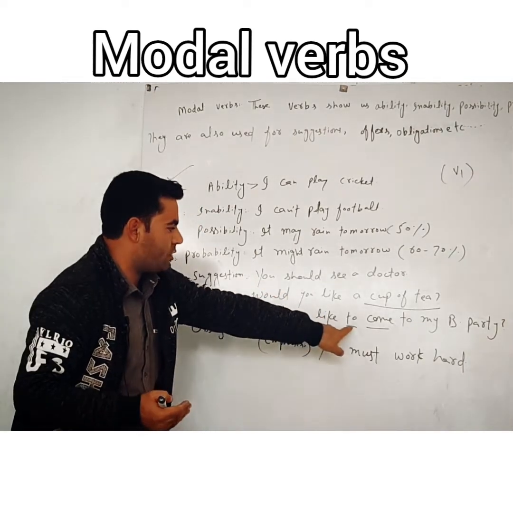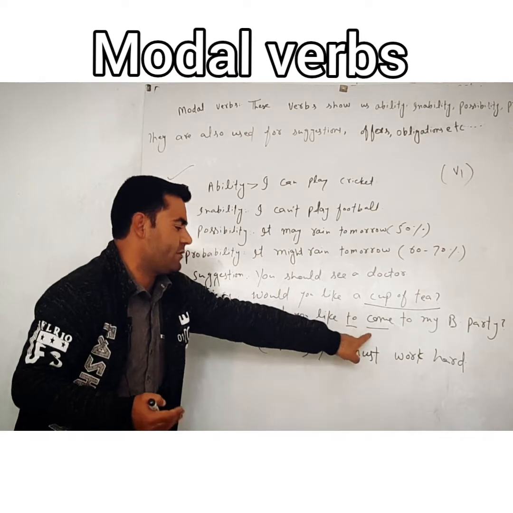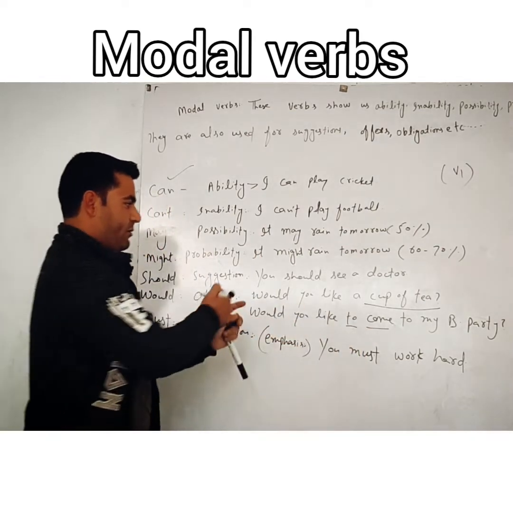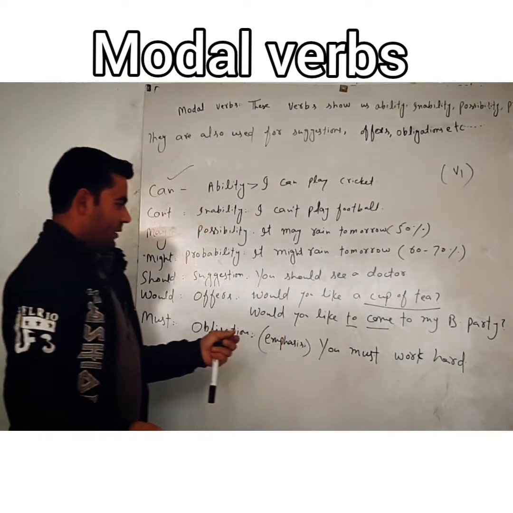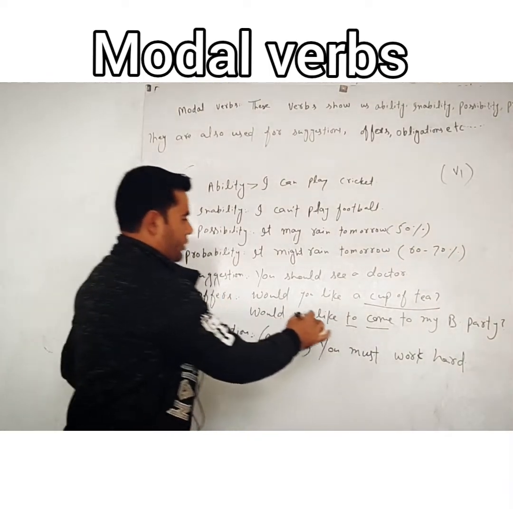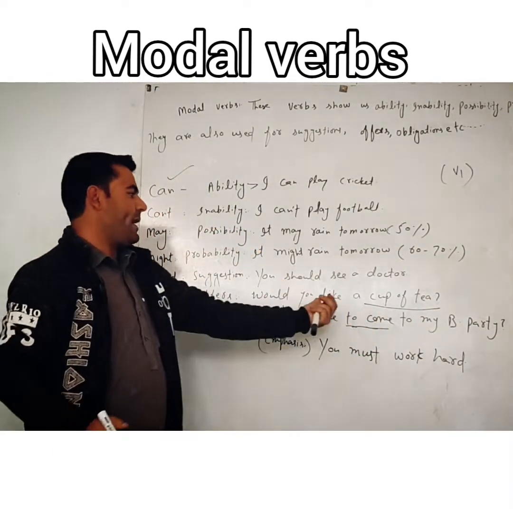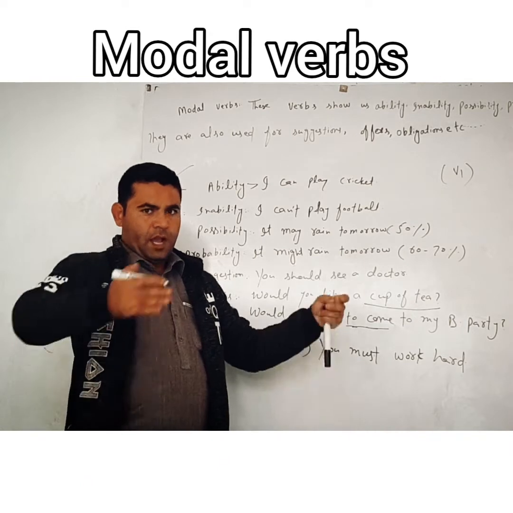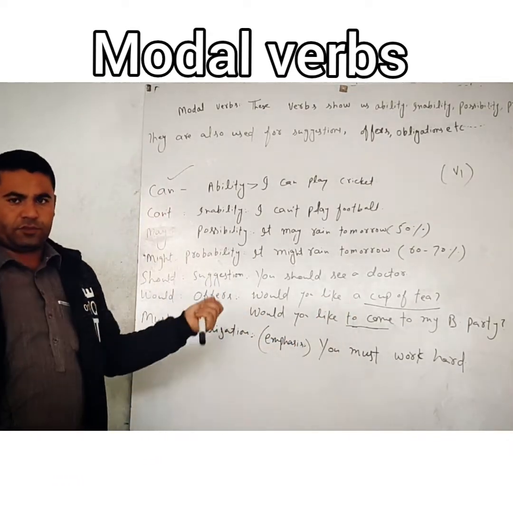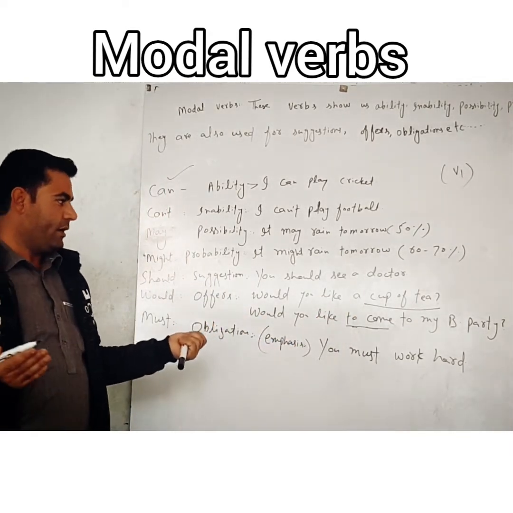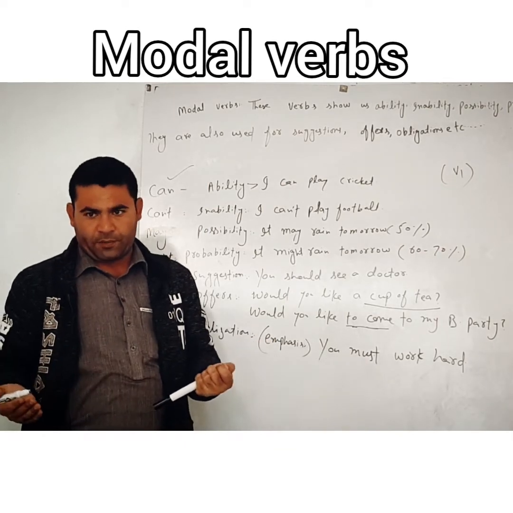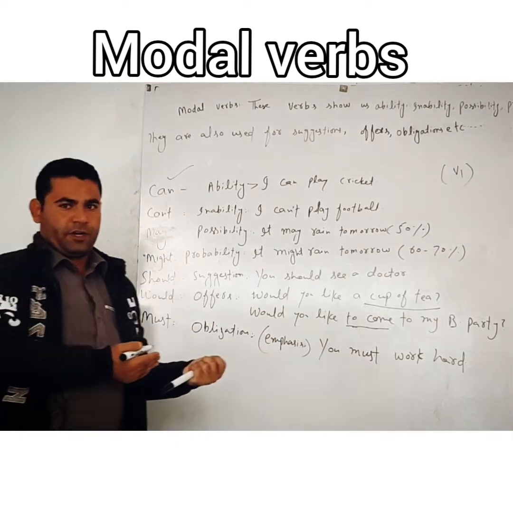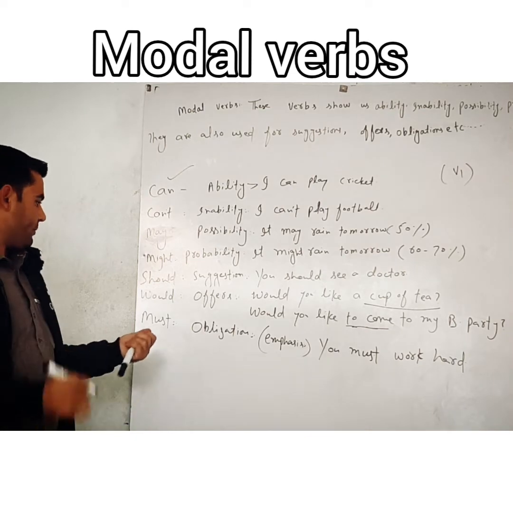Why do I use to here? Because come is a verb, and as I told you, you'll have to build up an infinitive, so therefore I've used to. Would you like a cup of coffee? A cup of coffee is a noun, so you don't need to there. But would you like to play cricket with us? Play is a verb, so you will have to use to.